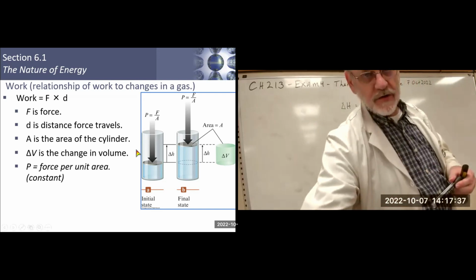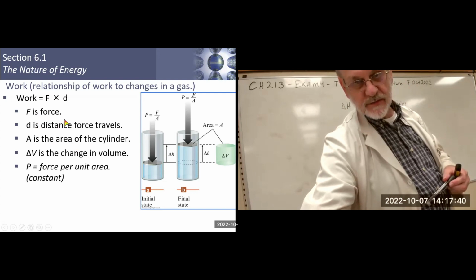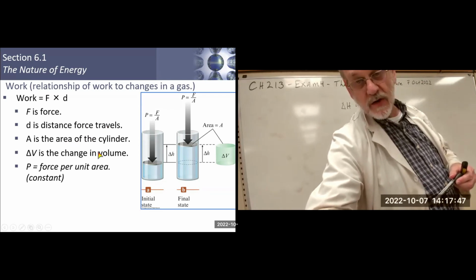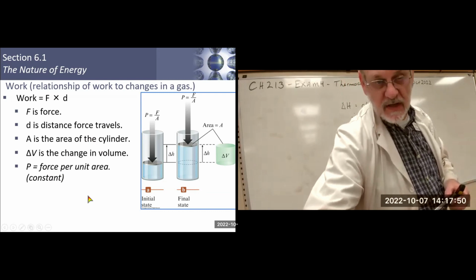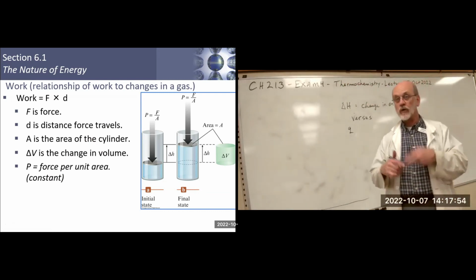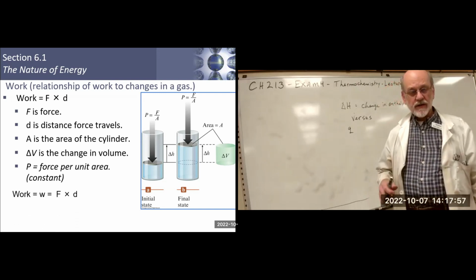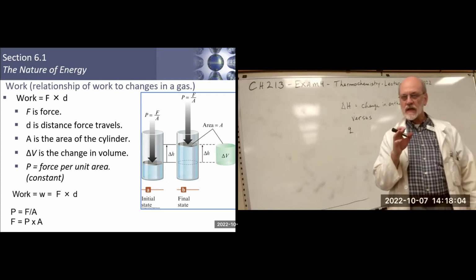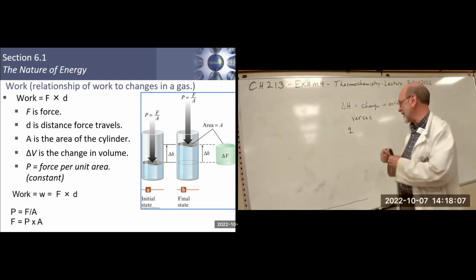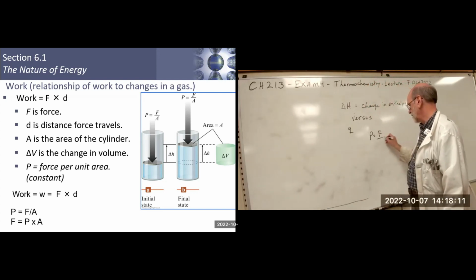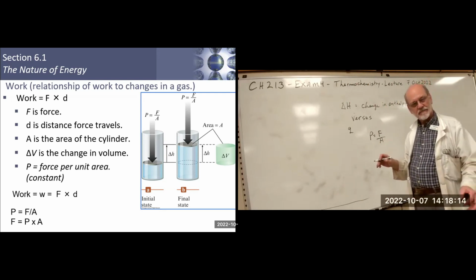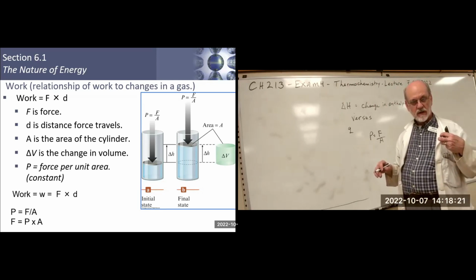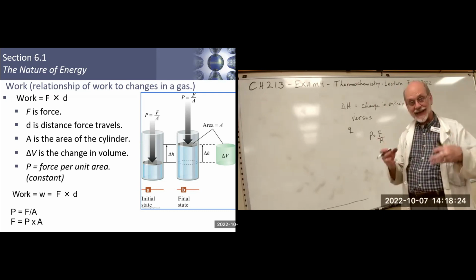All right, and all the terms are defined here. Force, distance moved, which is the same as delta h, the distance of the force moving. A is the area of the cylinder, delta V is the change in volume, and P is the force per unit area. Right? That's what pressure means. Okay, so there's the work. Our definition for work is force times distance. Pressure is force per unit area. All right, so we got that. But we want to define work in terms of something we can measure in this example of an expanding gas.